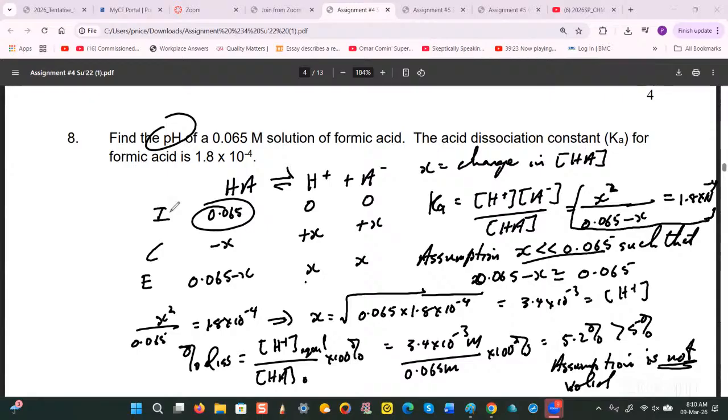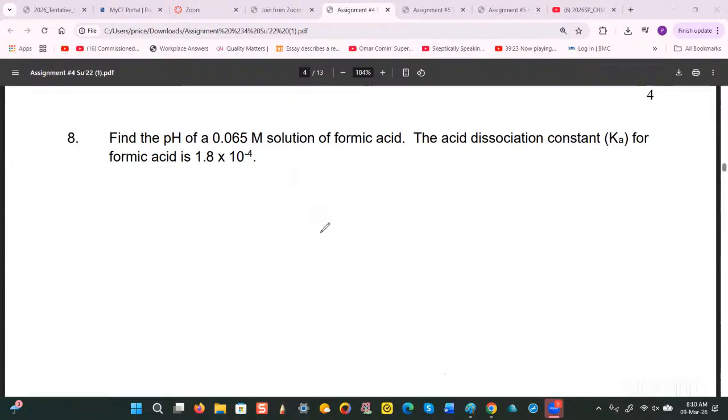All right, so let me clear this. So what I'm going to do now is go back to this equation right here, which is 1.8 times 10 to the minus 4 is equal to x squared over 0.065 minus x, all right? So basically we have to go the longer route, which means that we're going to end up with a quadratic equation. And I've done that earlier.